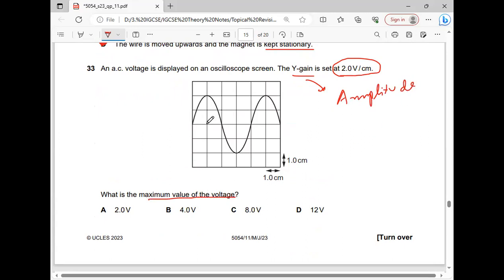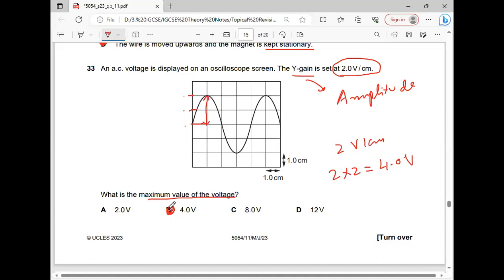Now we can see this is the normal position or equilibrium position and this is the amplitude. It measures the voltage. Now it consists of how many centimeters? 2. So we were having 2 volts per centimeter. Now 2 multiplied by 2 is equal to 4.0 volts. So which option is correct? Option B is the correct answer.